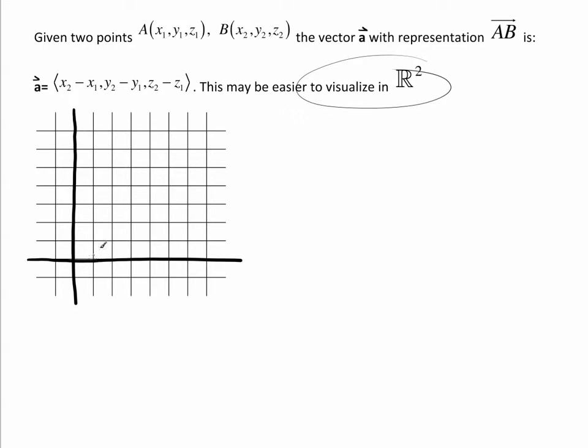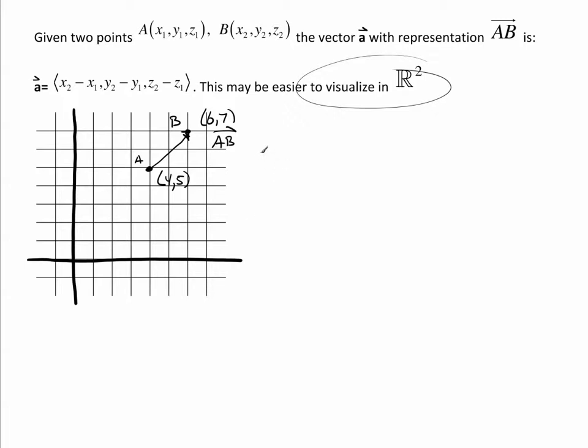So if this is my original vector, let's say here's point A, and I'm going to go over up to point B. So this is my vector AB. And this has coordinates, where am I? 1, 2, 3, 4. So x is 4. Y is what? 1, 2, 3, 4, 5. That means this has coordinates 6 and 7.